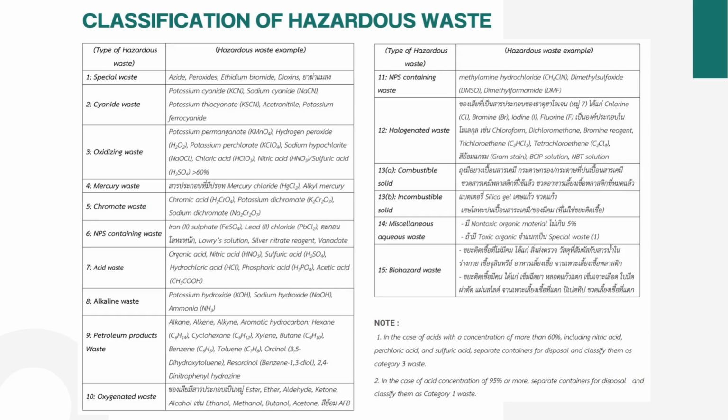Acids stronger than 60% should be grouped as oxidizing waste, and acids at or above 95% concentration should be treated as special waste.